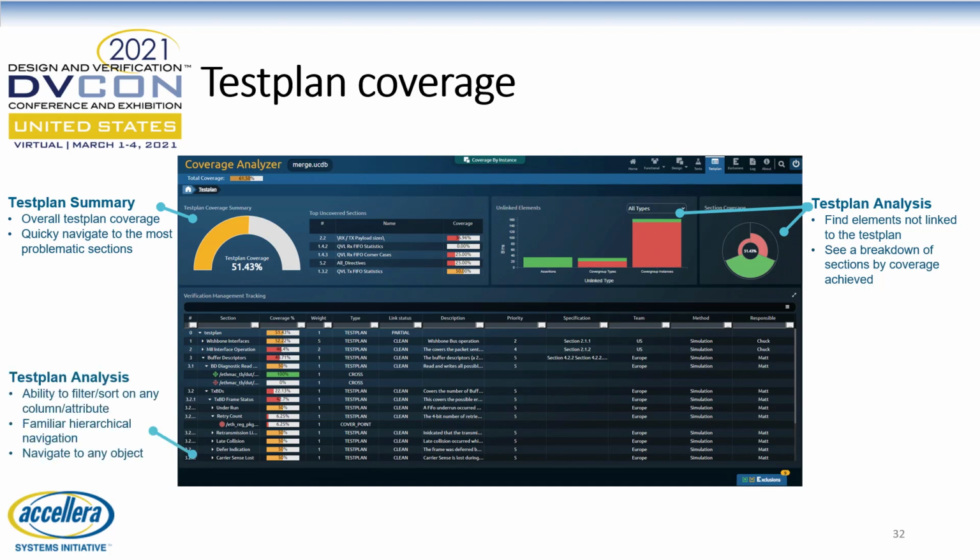Finally, Coverage Analyzer shows you a complete view of your entire plan and the associated coverage elements of each section. Again, with the ability to sort and filter to find the information you're most interested in analyzing, whether it's looking to get an idea of how you're doing on high priority items a given engineer is responsible for, or you just want to find a given section, you can easily accomplish that through the plan tracking table.